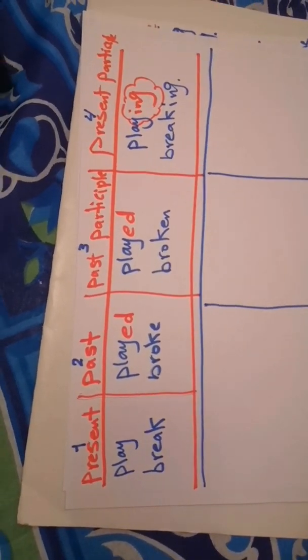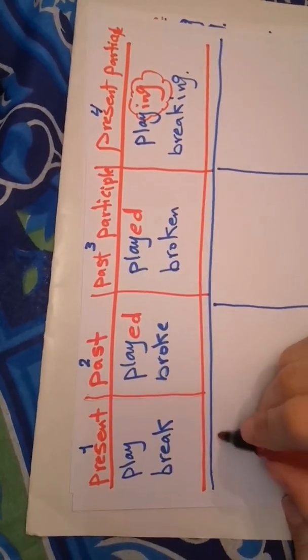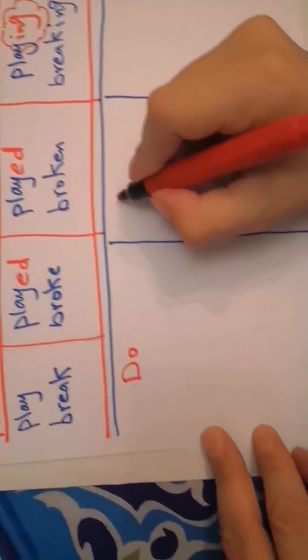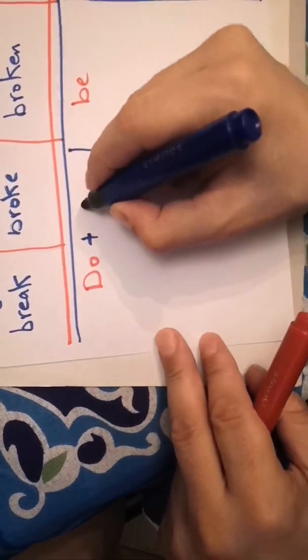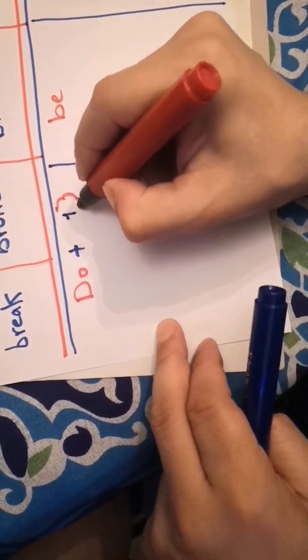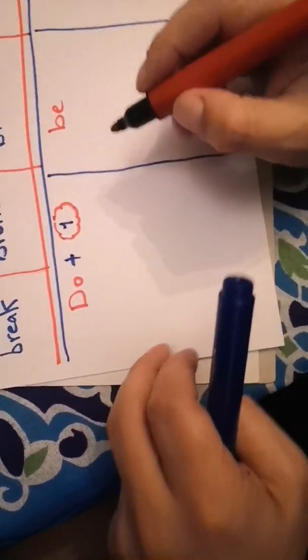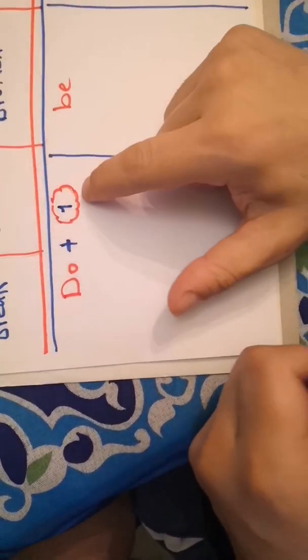Now let's move to the helping verbs. We have do, we have be, and verb to have. So verb to do, verb to be, verb to have. Verb to do is forever with form number 1. Whatever the tense of verb to do, I mean present or past, it has to be followed by what? Form number 1. Let's have an example.